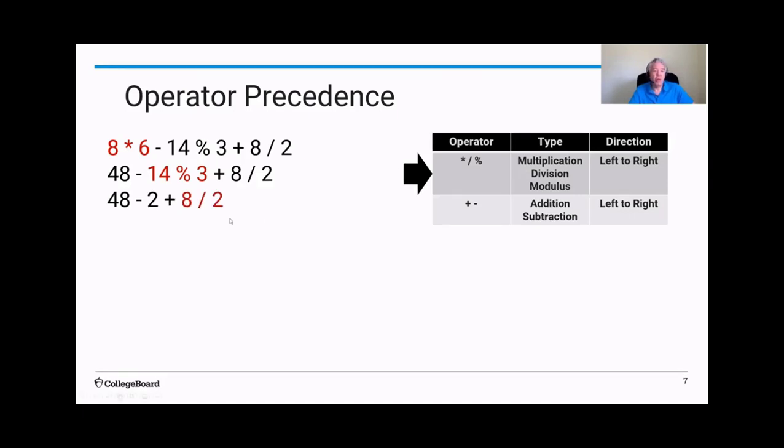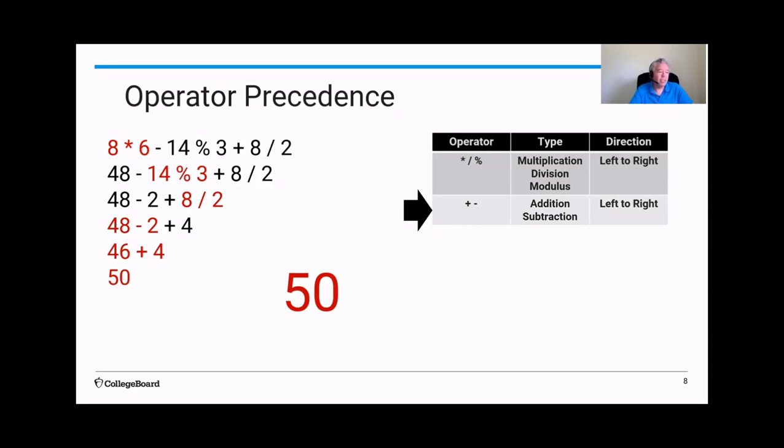As we continue to work our way across, the next one we find is division, so 8 divided by 2, which is going to give us a result of 4. So after I've gone from left to right through this entire line, we end up simplifying it down, doing all of the multiplication, division, and modulus to 48 minus 2 plus 4. And now we go back again all the way to the far left-hand side, and we start looking for addition and subtraction. So the first thing we find is 48 minus 2, which is going to give us a result of 46. 46 plus 4 gives us a result of 50. So 50 is the final result for this, following order of operations.